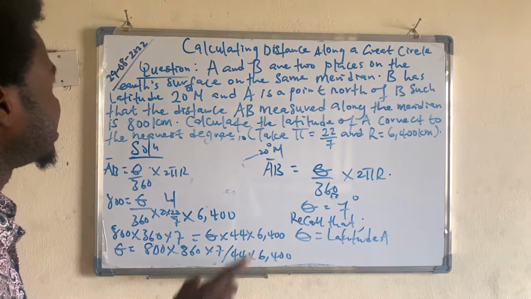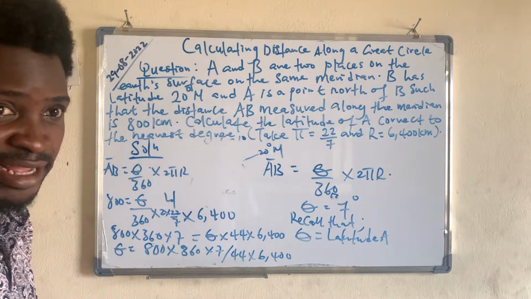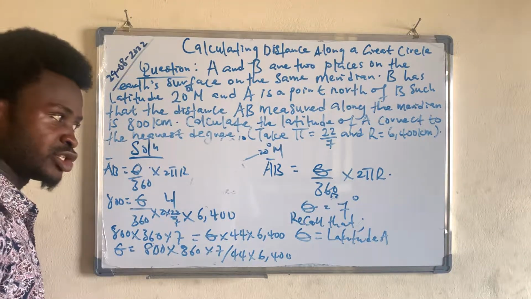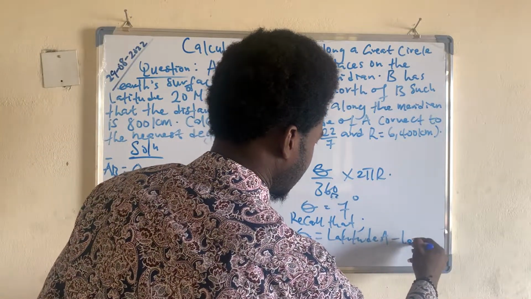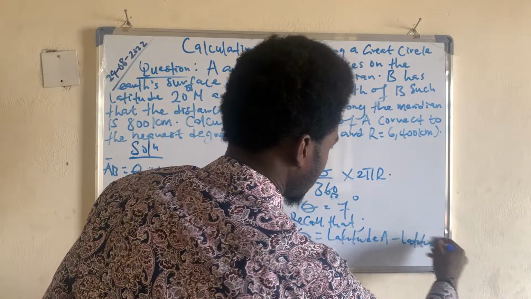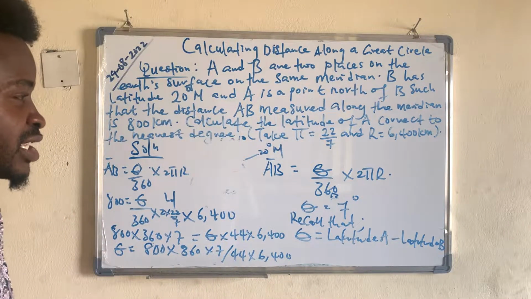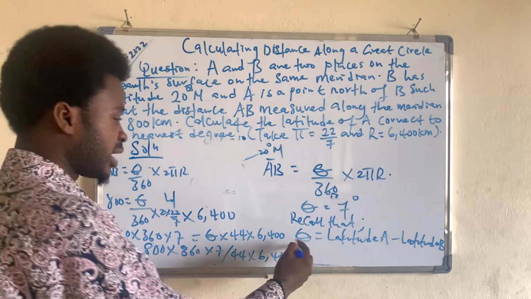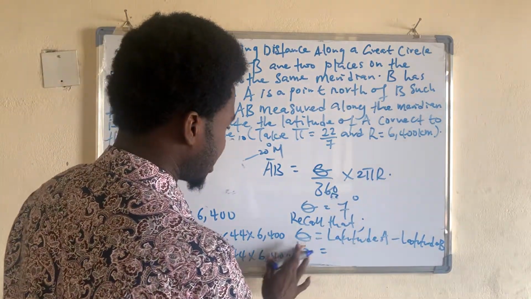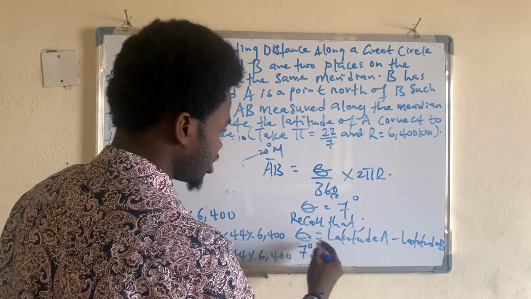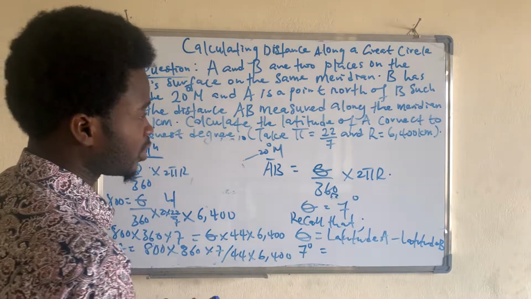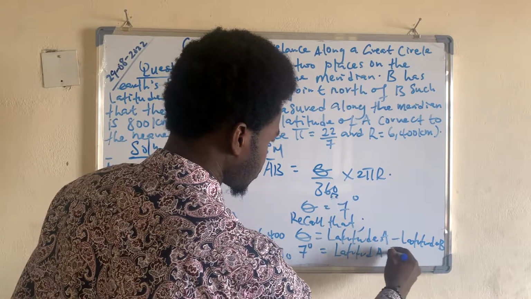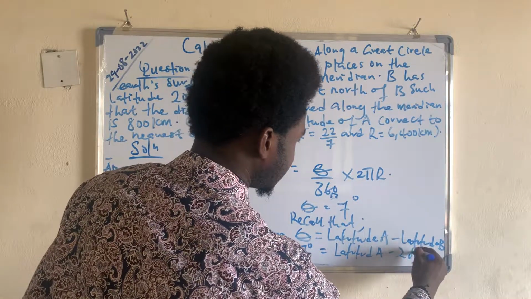So it means that since they are going in the same direction, same meridian, it is latitude A minus latitude B. When they are going in different directions or different meridians, we take the addition. So here we have that theta is latitude, and theta is going to be 7 degrees. Latitude A is what we are looking for, and latitude B is 20 degrees north.